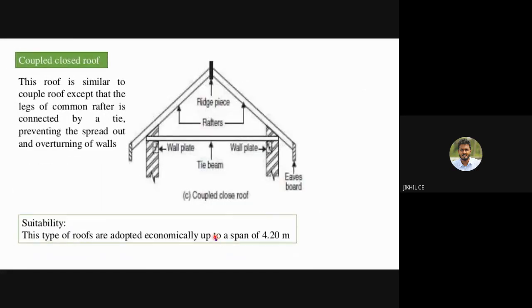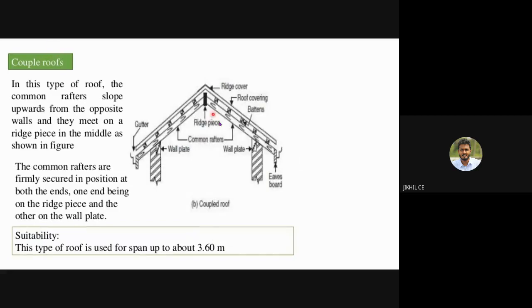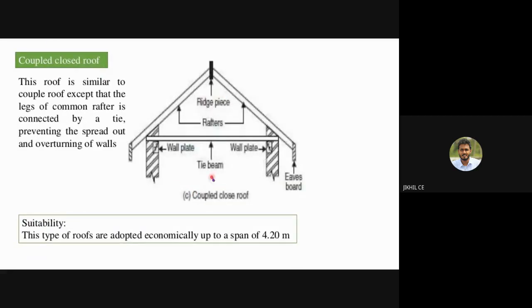Okay, so the previous one was the coupled roof. So this is the coupled closed roof. This is the one which makes the roof closed, the tie beam. This roof is similar to the coupled roof except that the legs of the common rafter are connected by a tie.